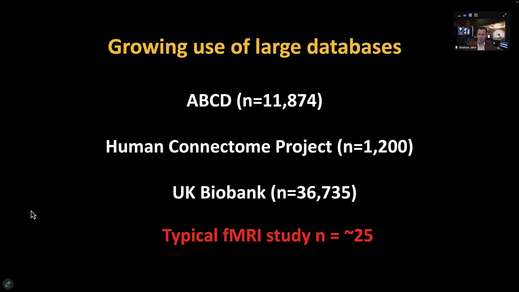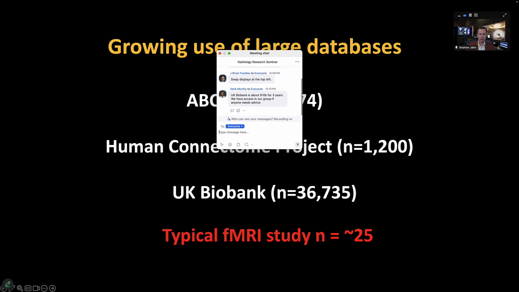Now compare this to the typical fMRI study, and this is something I want to run side by side as I'm talking about all of these, because historically, up until now, the typical fMRI study has been around, let's say, 20 to 30 subjects, around 25 so far.